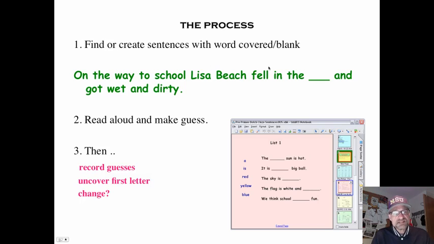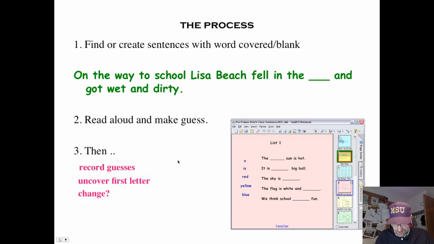So, the process is to find or create sentences with a word missing or a word blank. On the way to school, Lisa Beach fell in the and got wet. All right, you read it aloud and have students make a guess. Boys and girls, what word makes sense in this sentence? And you write 2 or 3 of the ideas on the board. So you record the guesses, then you uncover the first letter. Okay, does anyone want to change their mind?